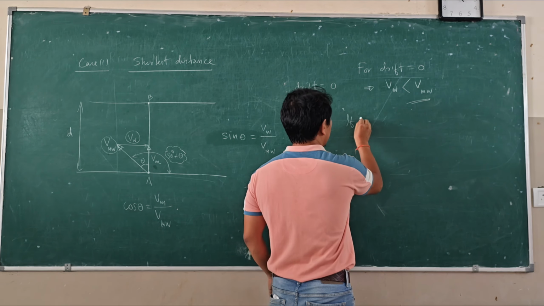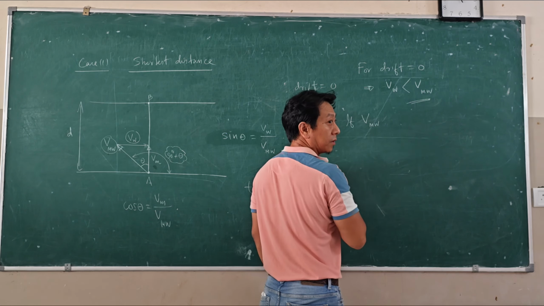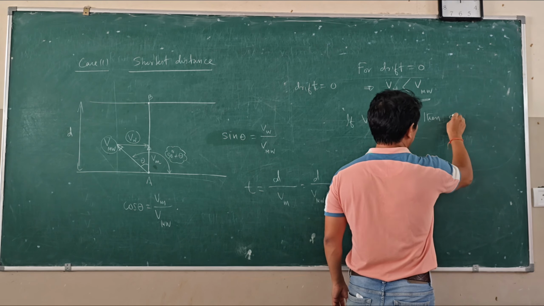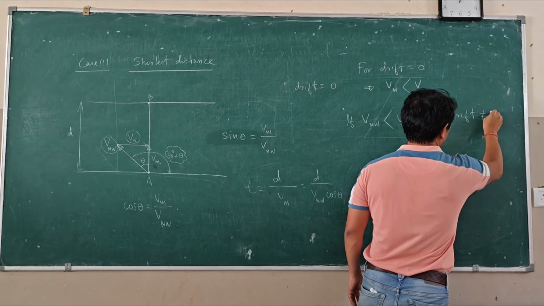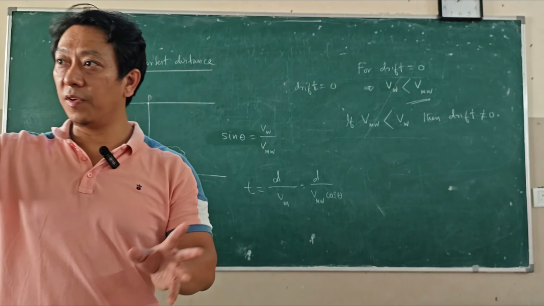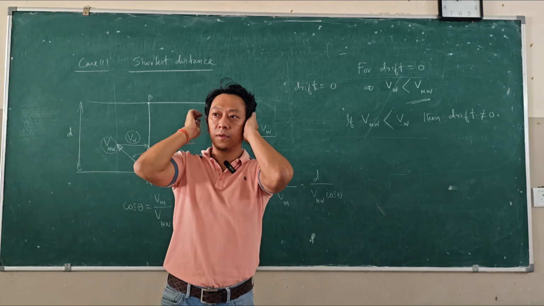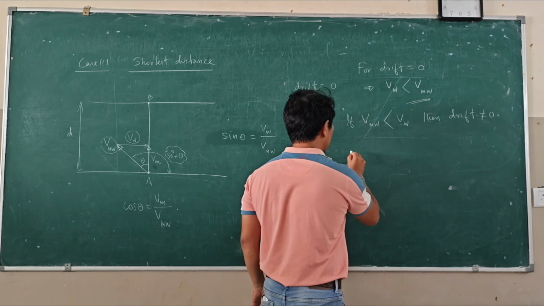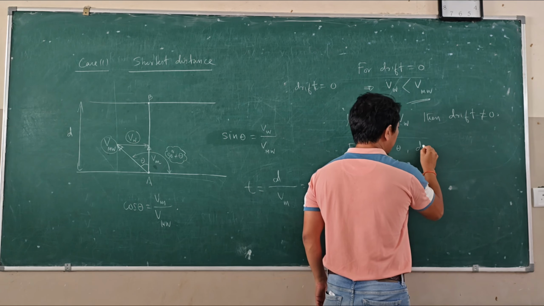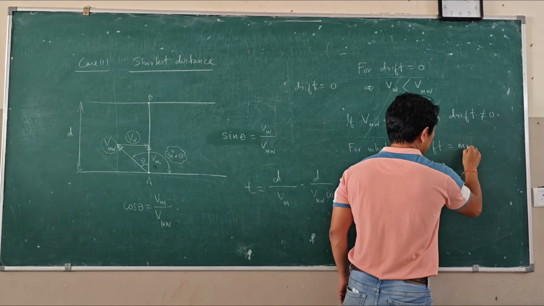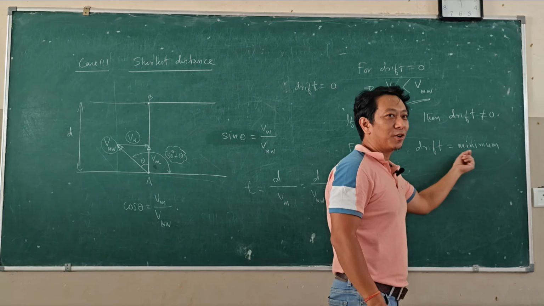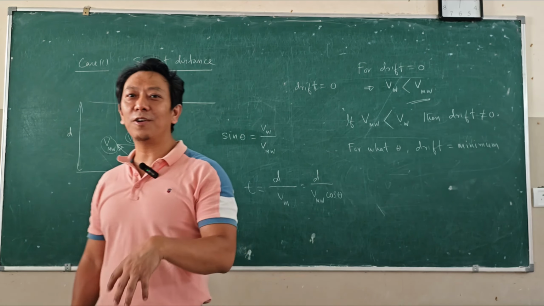So if Vmw is less than Vw, then the drift cannot be 0. That we understood for sure. The water velocity is too high compared to your velocity in water. So now the drift cannot be 0. So the question is, for what theta will the drift be minimum? Zero you cannot make, so at least you have to try to make it minimum.